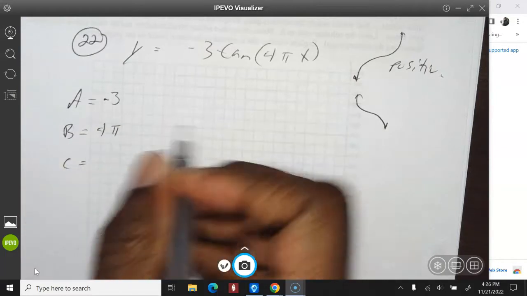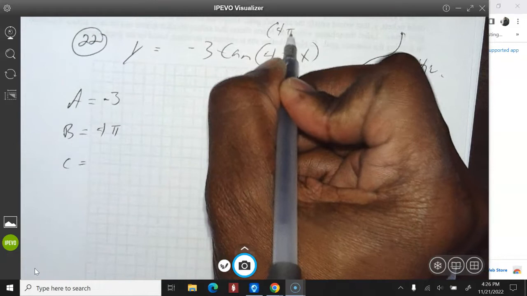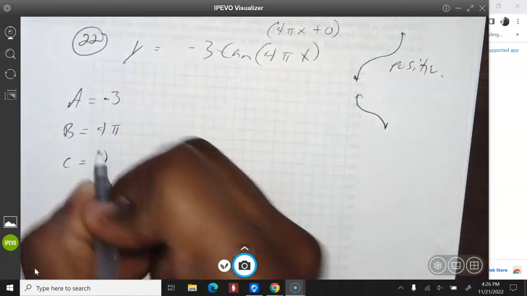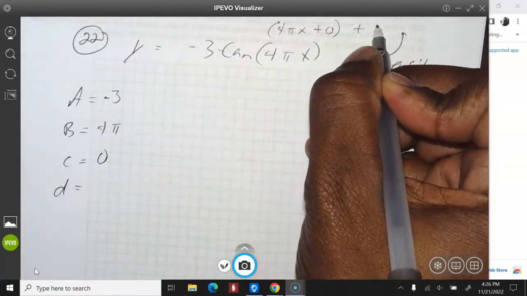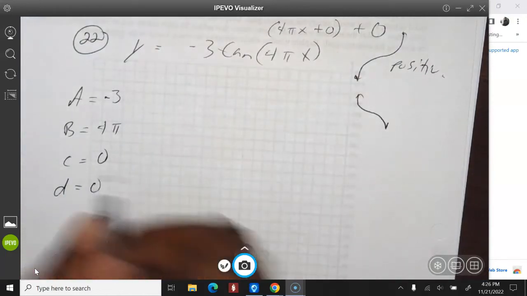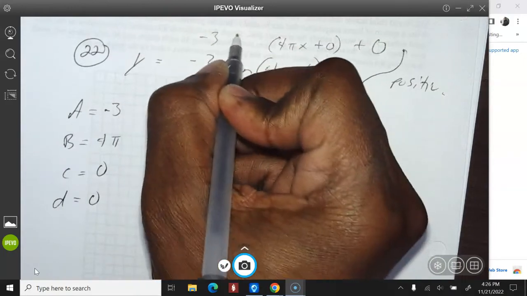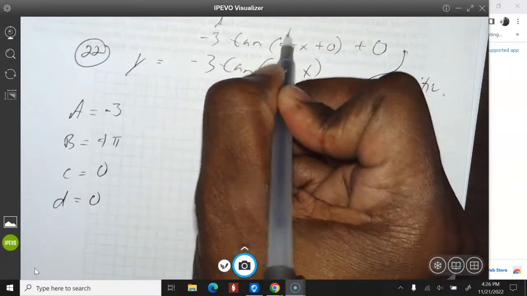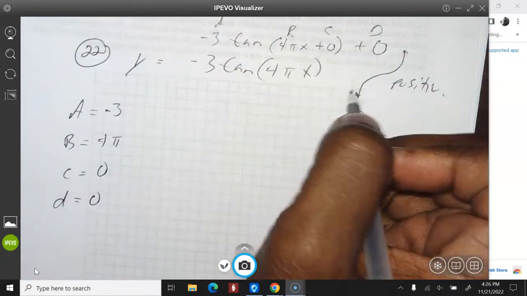I know C, there is no C. So if I was to write a C, it must have been 0. So it'd be 4x plus 0 added to the end. So C is 0. There is no D either, because if there was a D, it'd be a number added to the end. So the number added to the end must be 0. So D must be 0. So you saw all the letters before, tan of this, where you can see A, you can see B, you can see C, and you can see D. But this didn't have the C and D.